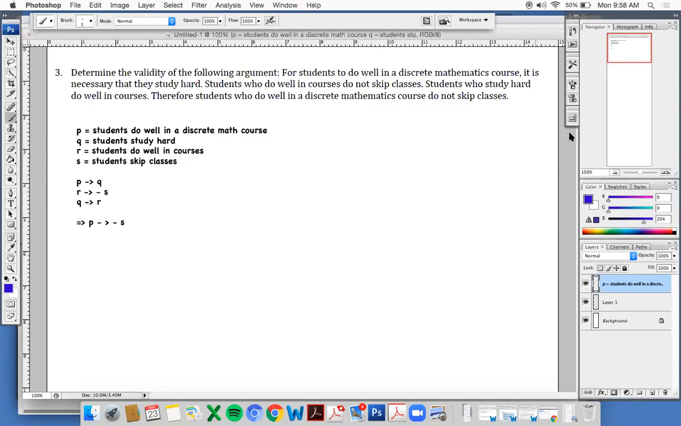There we go. I'm going to let you have a minute to look at the statements. P is students do well in a discrete math course. Q is students study hard. R is students do well in courses. And S is students skip classes. The first sentence I translated as if P then Q, because this is the necessary statement, a conditional form. The others are conditional too. These are our premises, and then we need to show that this implies if P then not S. Any questions with how that's set up?